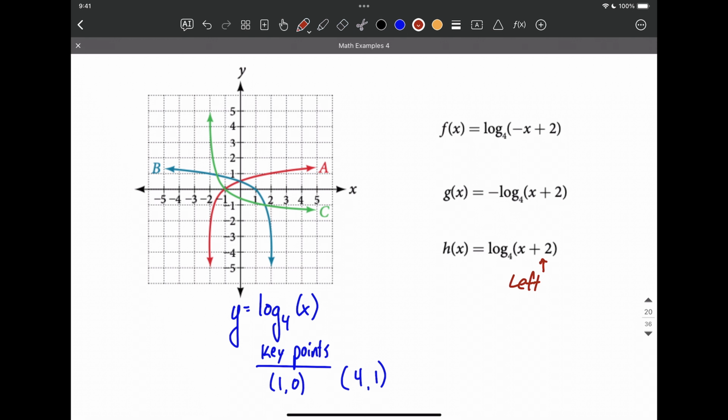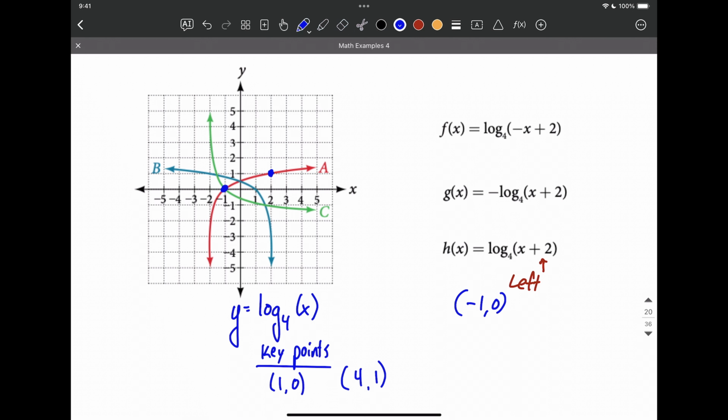So let's think about our key points. We had a key point at (1, 0), but we've picked it up and moved it left 2 units. So that key point is going to go over here to (-1, 0). And then what about that second key point? The key point was at (4, 1). We've picked it up and moved it left 2 units as well, so it's going to land here at (2, 1). The only graph that has those two key points going on is graph A.